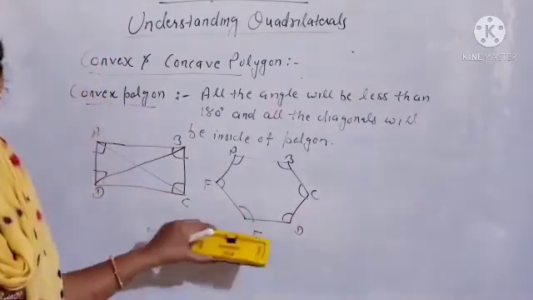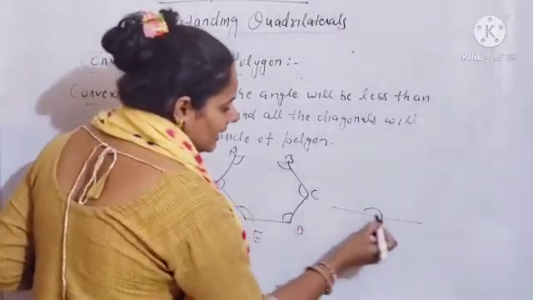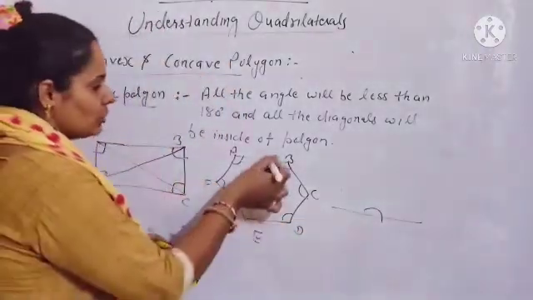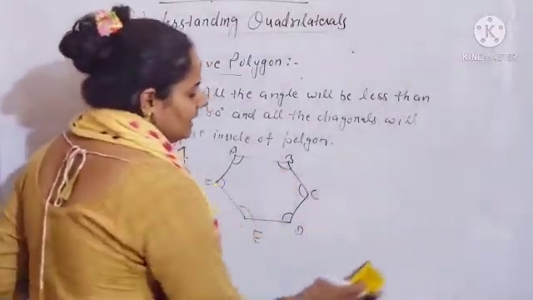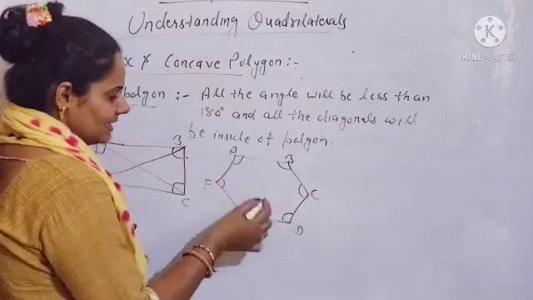So all the angles will be less, you can see all the angles are less than 180 because 180 will be the straight line angle. So here you can see any straight line? No. So all the angles are less than 180 degree. Now what will you do? You will draw the diagonals and check whether all the diagonals are inside or outside.